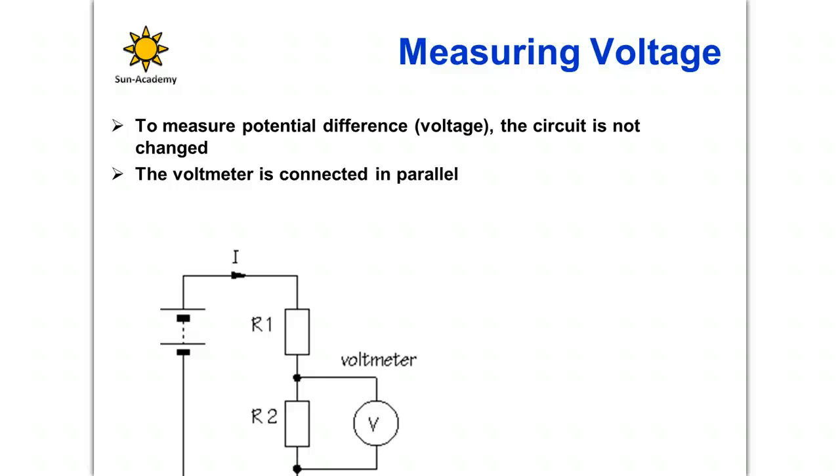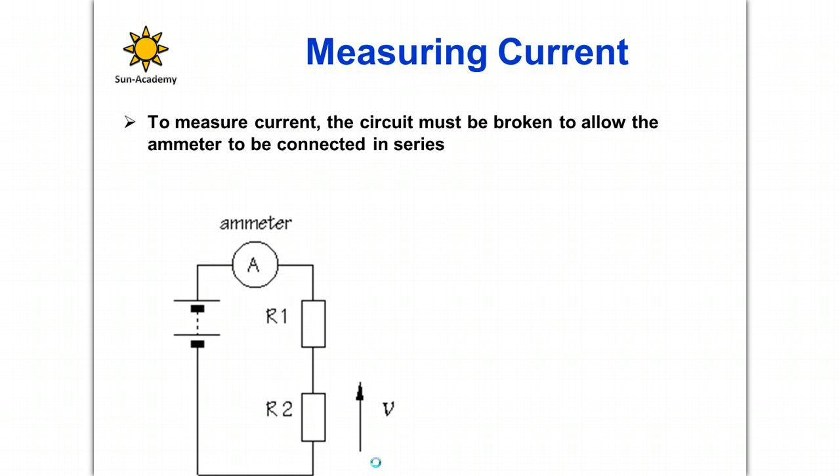Measuring voltage. To measure potential difference or voltage, the circuit is not changed. The voltmeter is connected in parallel at two different points and the voltage is measured. To measure current, the circuit must be broken to allow the ammeter to be connected in series.